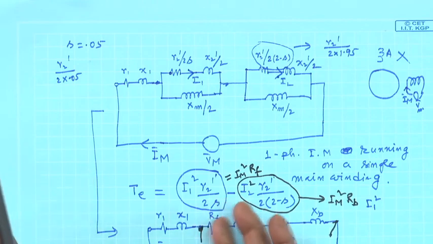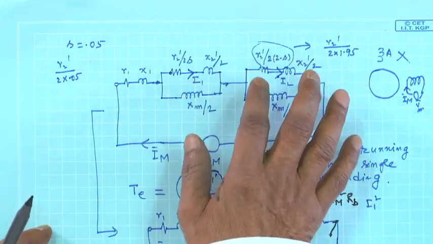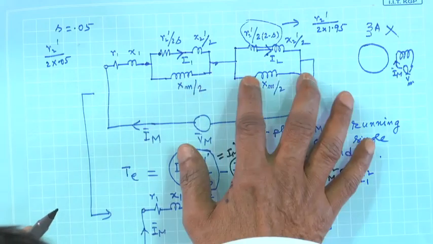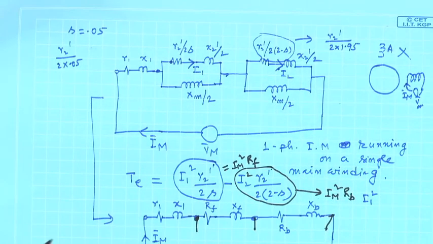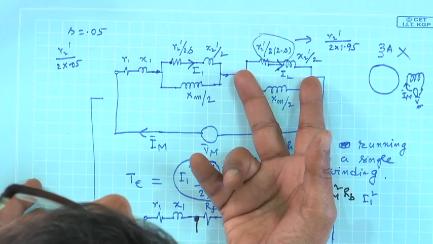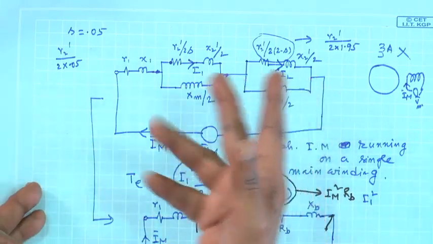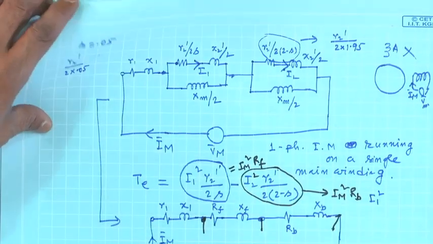For a given value of slip, when the machine is running at some slip other than 1, these two voltage drops will be different. So, the magnetizing current of this machine and that machine will be different. It is the magnetizing current that causes the strength of the field. Therefore, at starting, of course, the voltages between these two points are the same, the magnetizing currents are the same in the forward and backward motor, and therefore, the field strengths will be the same. More on this after some time. Thank you.